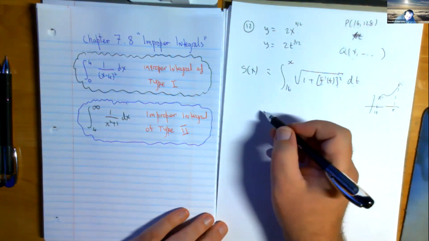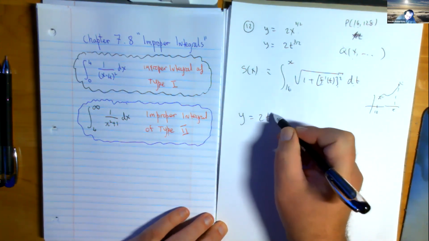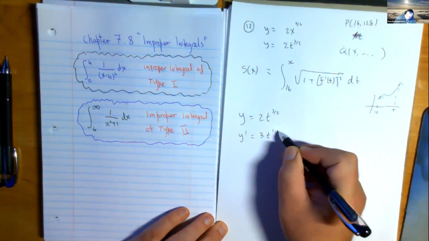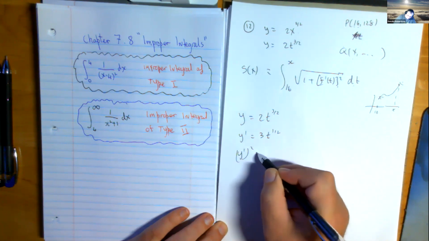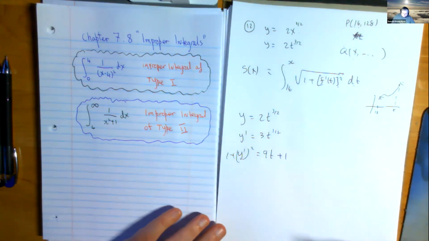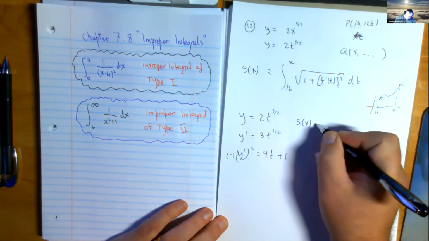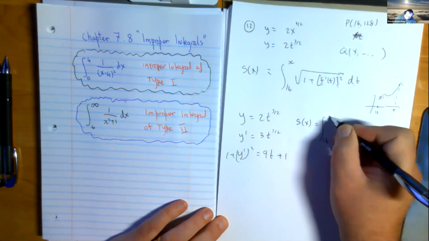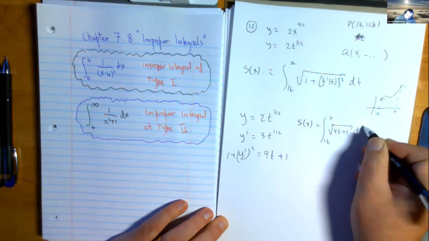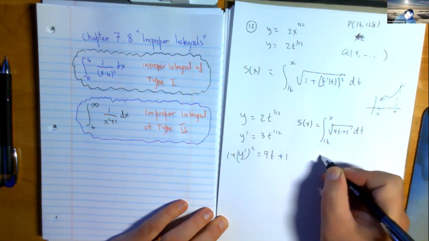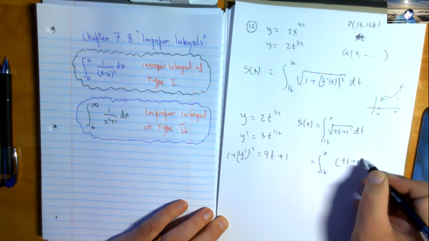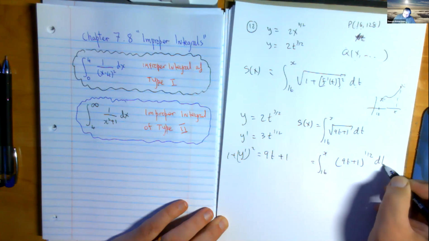Okay, what do we have? I have y equals this fella. Its derivative is that fella. Its derivative squared is that guy. And 1 plus it gets you that guy. So our fella is the integral from 16 to x of the square root of 9t plus 1 dt, which I'm going to call 9t plus 1 to the power of half dt.